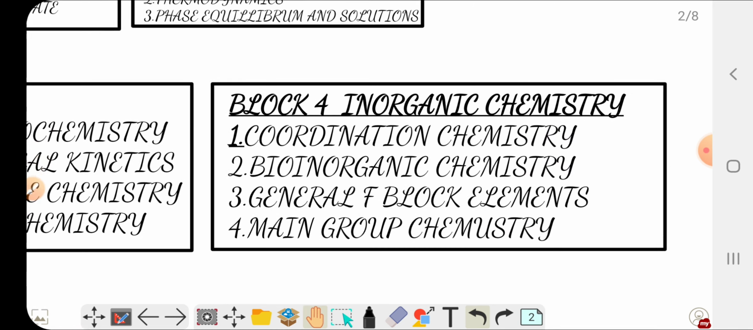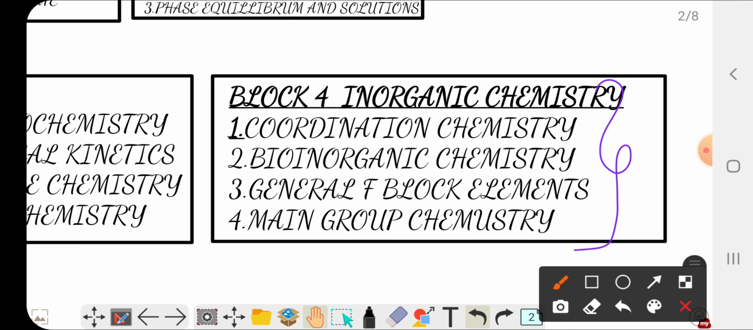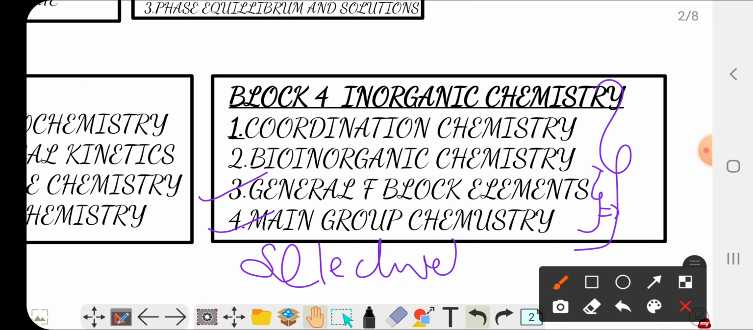Like the inorganic portion can be prepared easily in a short span of at least 15 to 20 days, like general F block elements and main group chemistry. These chapters are very small and you have to prepare them selectively. Moreover, in bioinorganic chemistry, while you analyze previous year question papers, you will see that there are questions which are frequently asked, and you can easily prepare model answers for them and revise them again, so that while answering in your mains paper, you don't have to think too much while writing those answers.